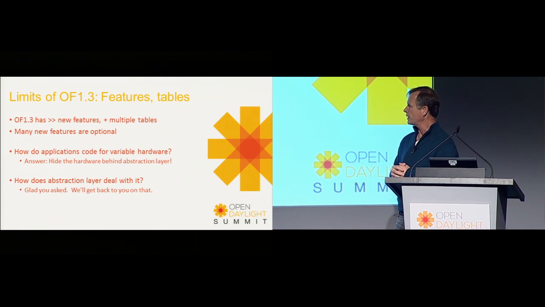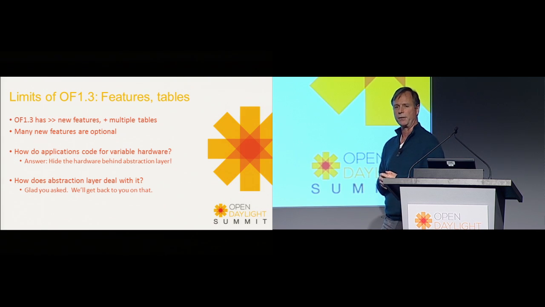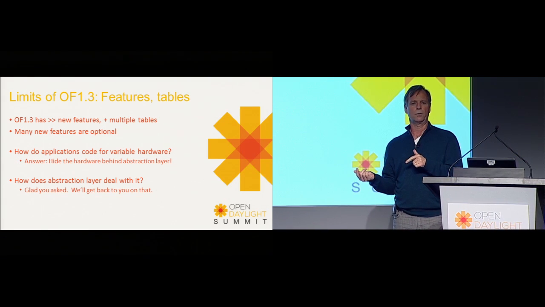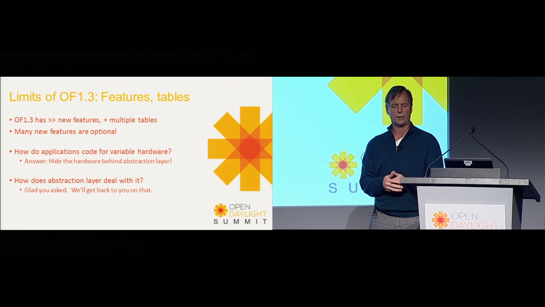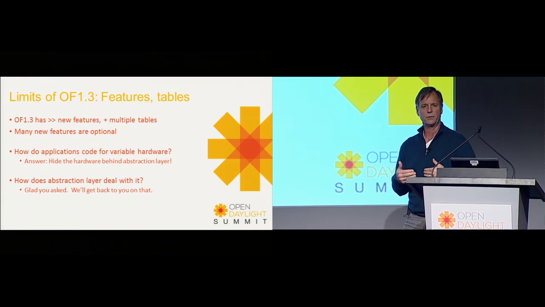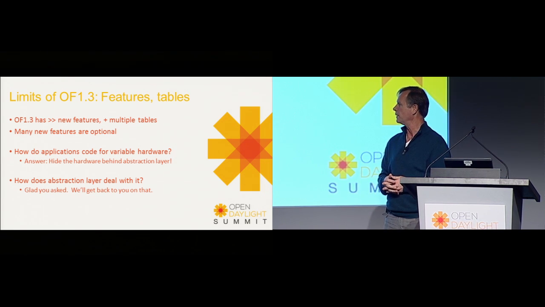As we said, many of the new features are optional, and how do we code for variable hardware? Because that's the reality, right? We have variable hardware out there. And it's not that we're trying to get the hardware to do something that it can't do. Very often, we know the hardware can do what we want it to do, and the question is, how do we manipulate that when we've got multiple tables and the tables are different?